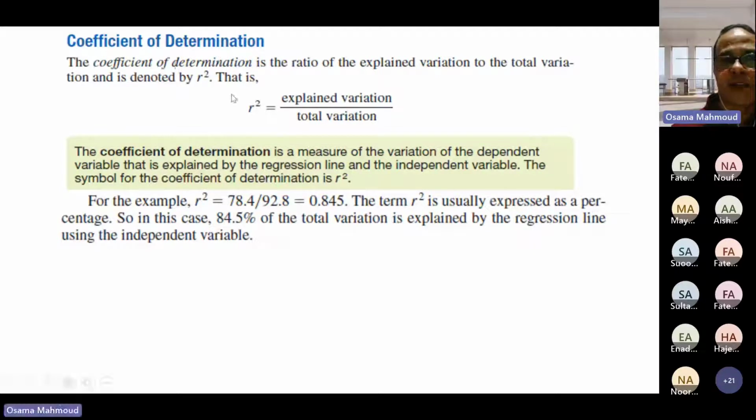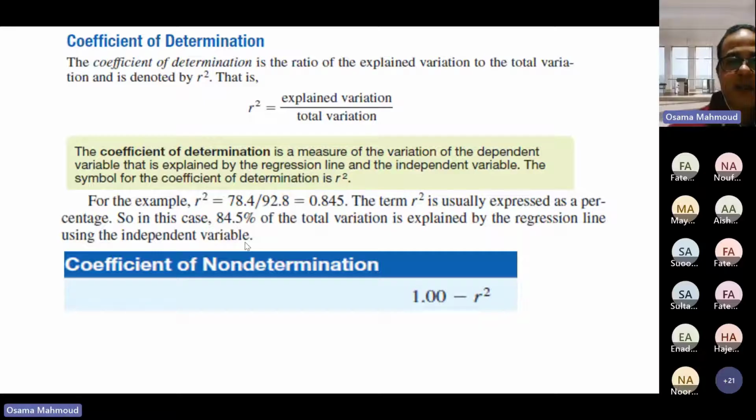Again, the coefficient of determination is the square of the correlation coefficient. This value, multiplied by 100 after squaring the correlation coefficient, gives me a percentage. This percentage of the total variation is explained by the regression line using the independent variable. It means the equation you have for linear regression is not all the time giving you the variation caused by X, the value of Y depending on X, right? Not 100%, okay?